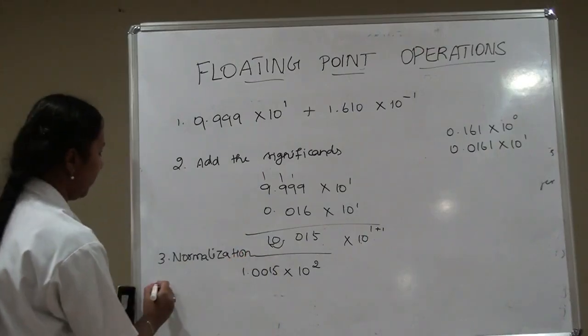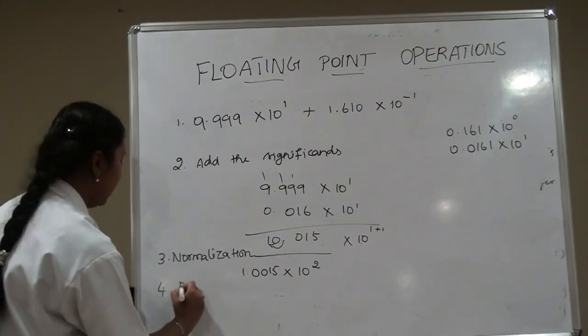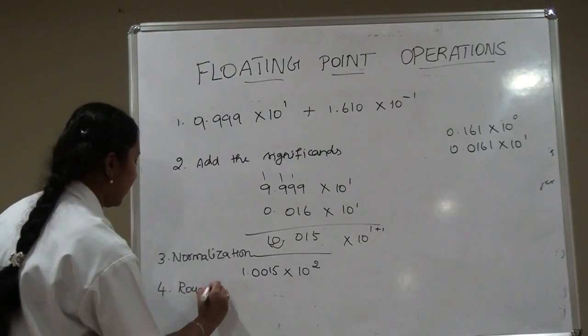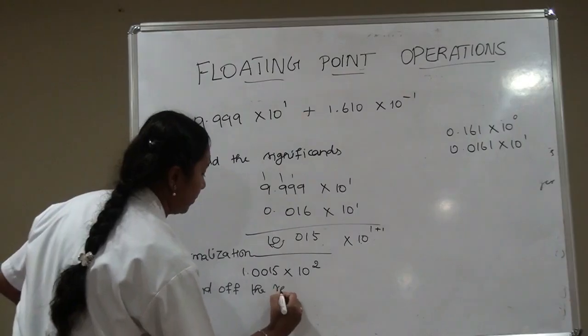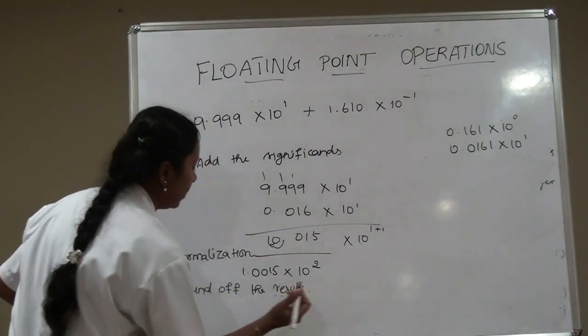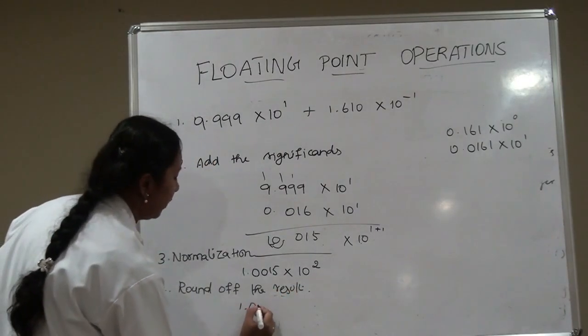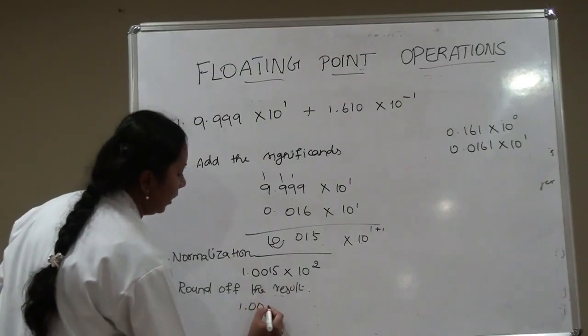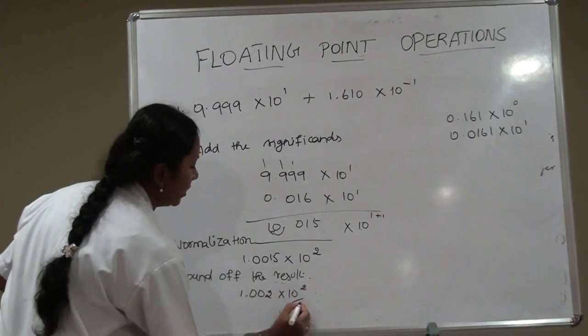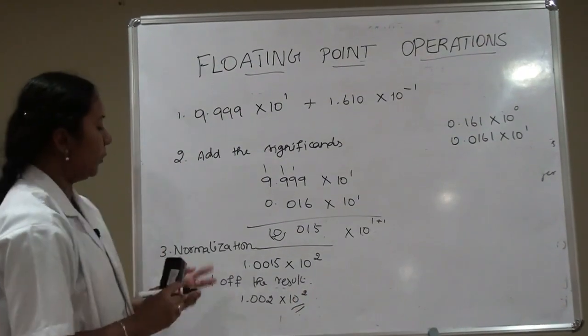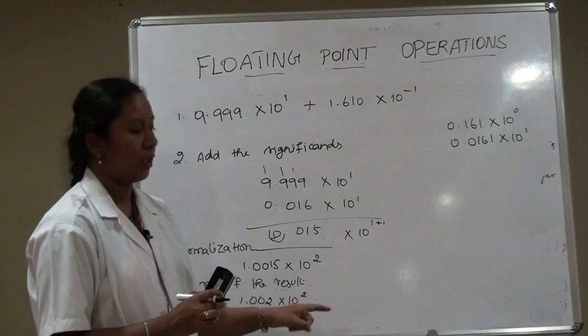So after performing normalization, round off the result. This can be done by 1.00. I can make this 15 into 2 a whole number. So this is my final answer. So this is how I am going to perform a floating point addition operation.